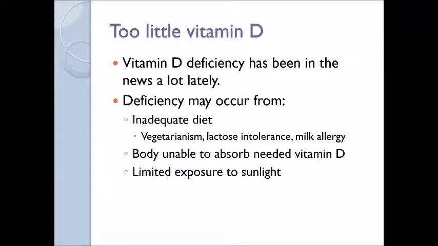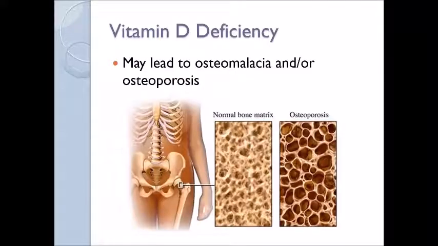Another thing, like I said earlier, is if a person doesn't get enough exposure to sunlight, then their skin won't be able to make the vitamin D. So limited exposure to sunlight is another thing that can cause a vitamin D deficiency. With vitamin D deficiency, obviously that's going to affect our bones. That's going to make them a little bit weaker. One of the diseases this could lead to, in people later on in life, is called osteoporosis.